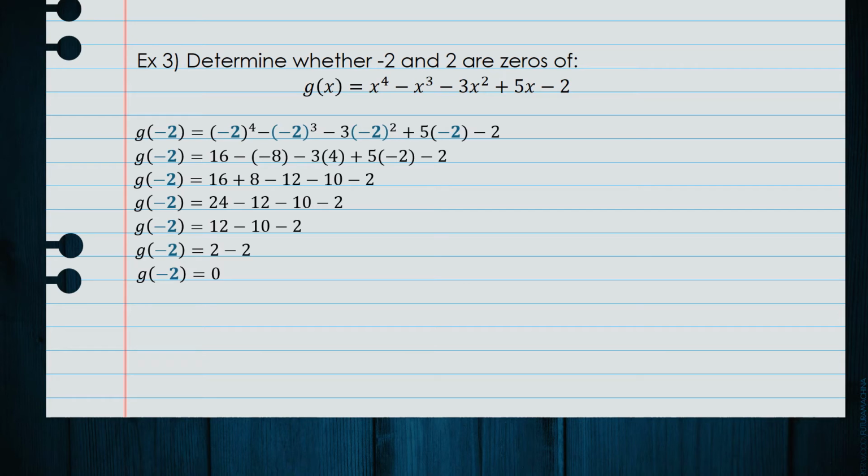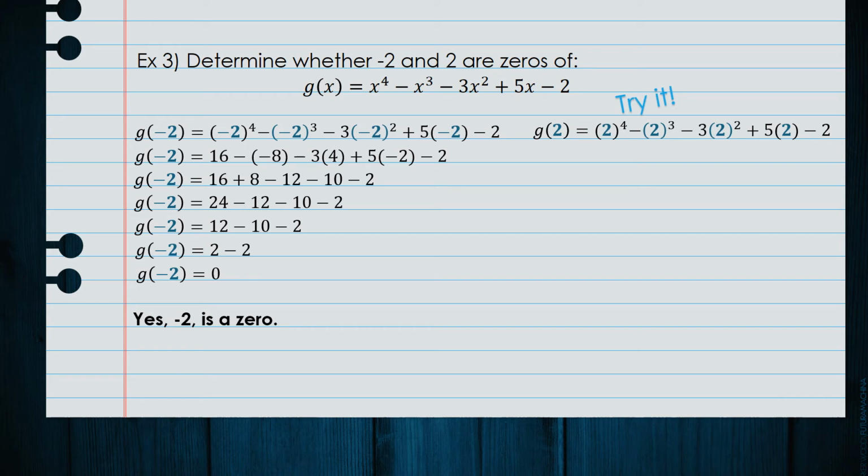So we've plugged in the -2. We have a result, but we have to answer the question. Determine whether -2 is a zero of the function. That simply means when I plug in a -2, is my result equal to 0? And in this case, it is. So we say yes, -2 is a zero. The other part of this is it said to determine whether -2 and 2 are zeros. So now we have to plug in a +2.